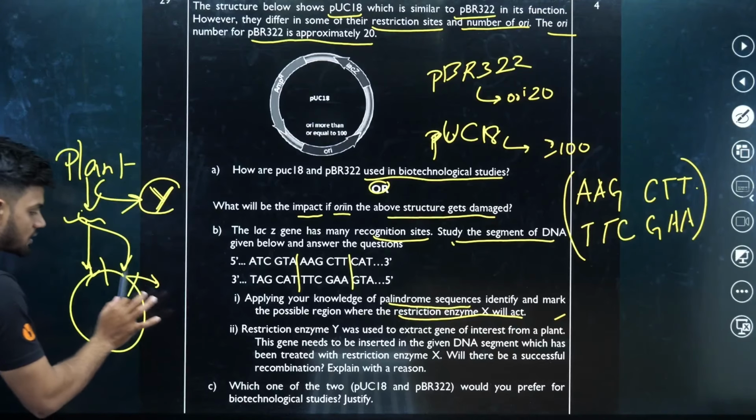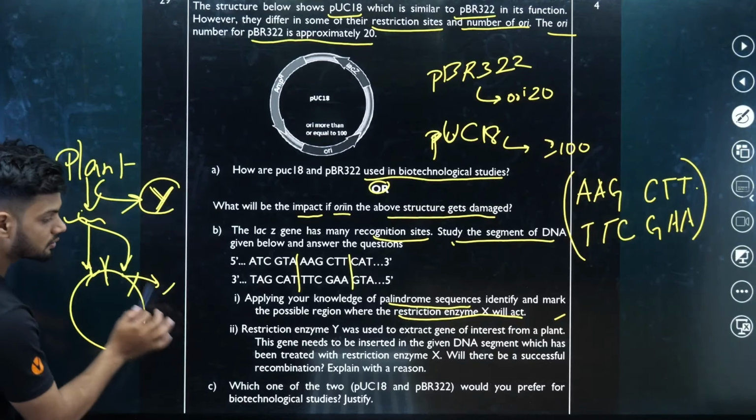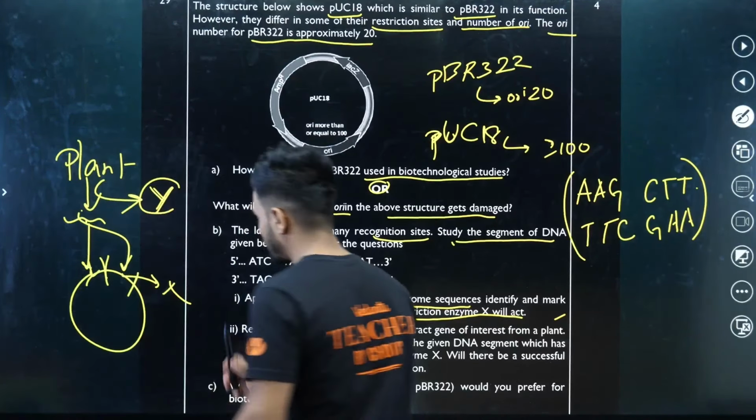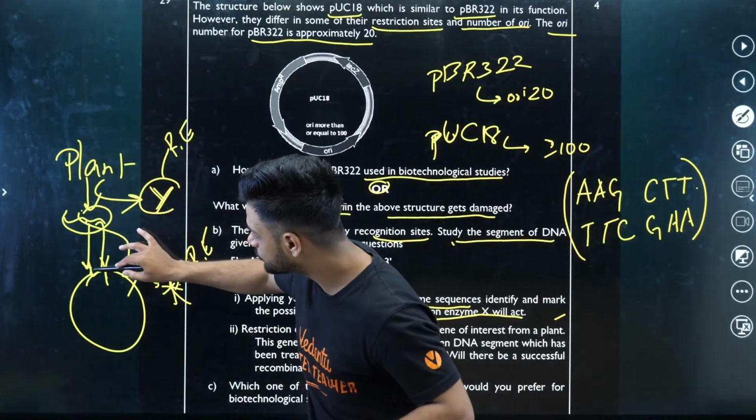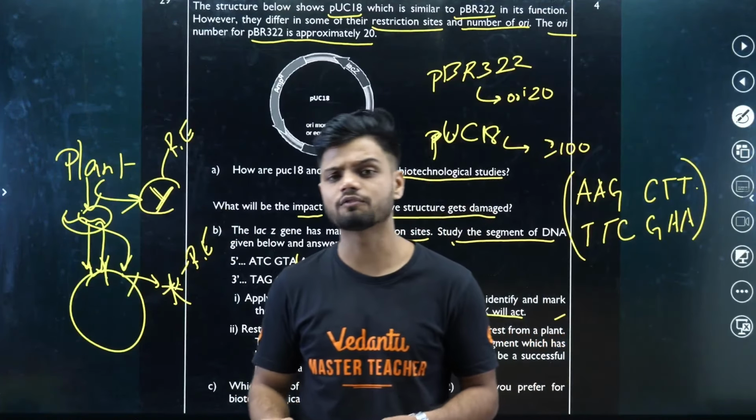To cut this particular segment of DNA here, we're using X restriction enzyme. Here we're using Y restriction enzyme. And here using X restriction enzyme. Two different enzymes. Now, will there be a successful recombination? Explain with the reason. The first answer is that there will be no recombination. We cannot add this segment of DNA into this particular piece of DNA. Why, you will ask me?